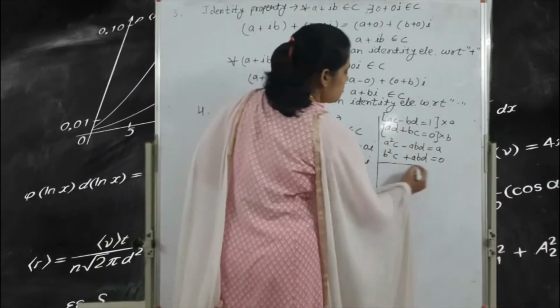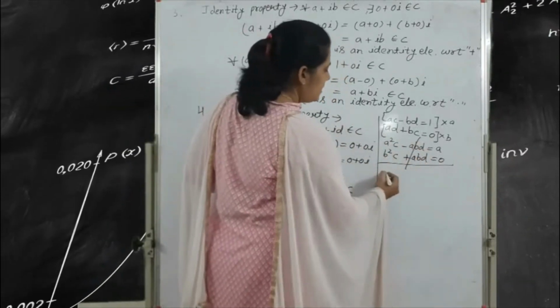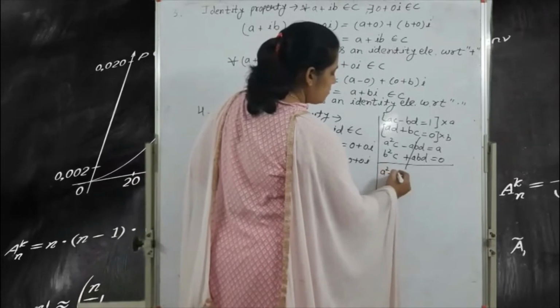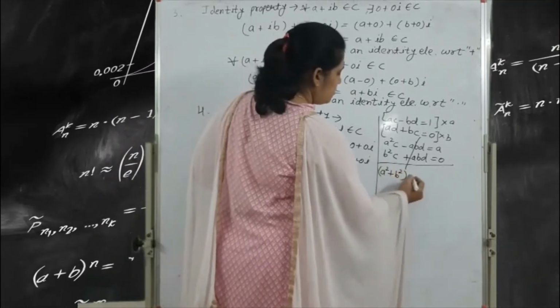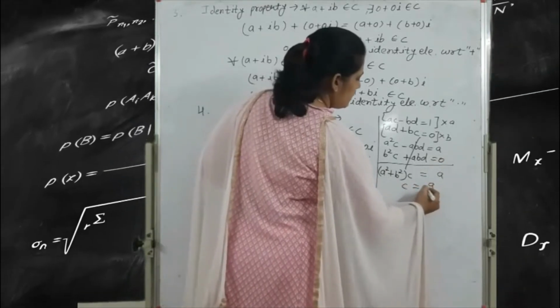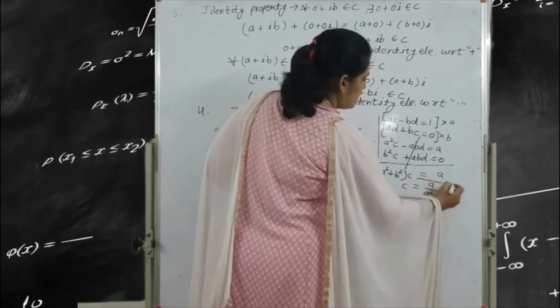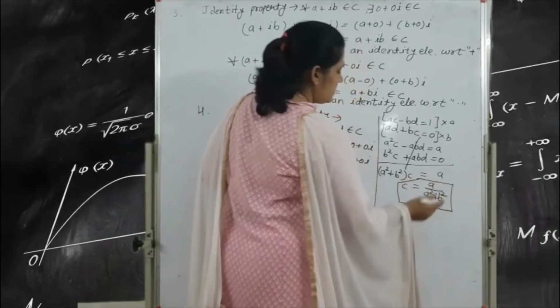So you solve these two terms. These two terms cancel, that means we sum both the equations. So A square plus B square into C is equal to A. So C is equal to what? C is equal to A upon A square plus B square. This is the value of C.